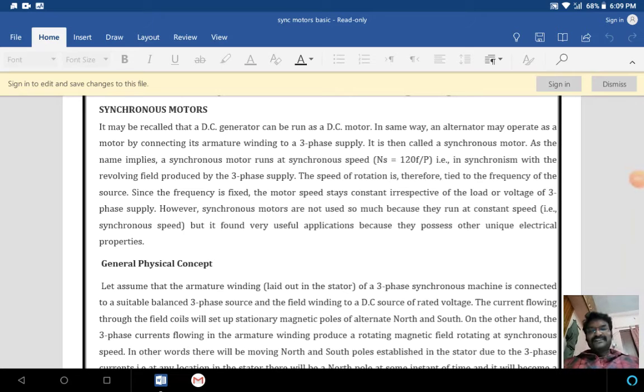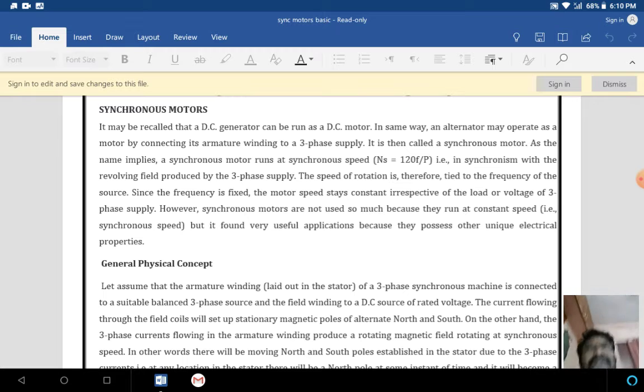Hi to all. Today we are going to see about synchronous motors. What is a synchronous motor? Synchronous motors run at synchronous speed. What is synchronous speed? First, we should know what a synchronous motor is.